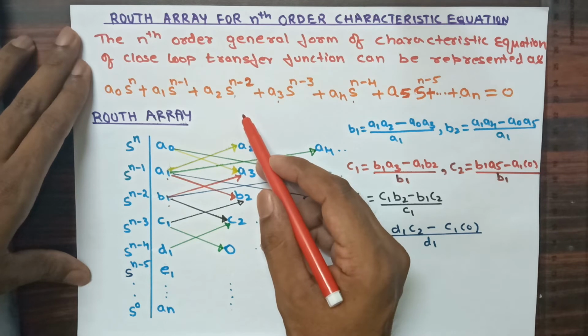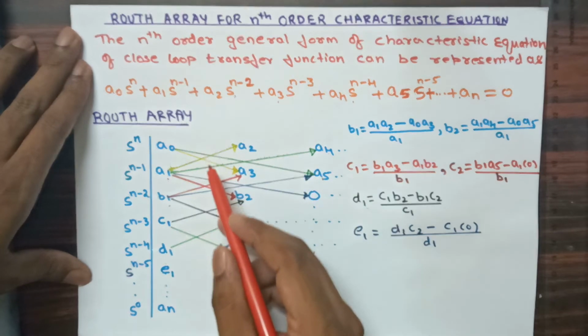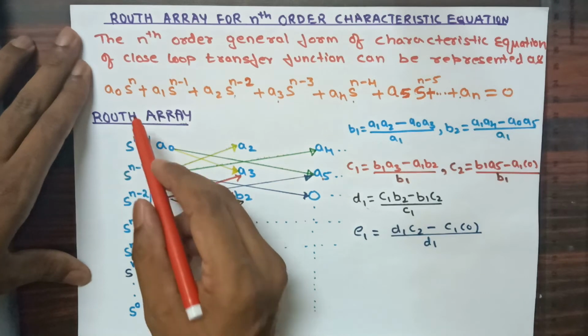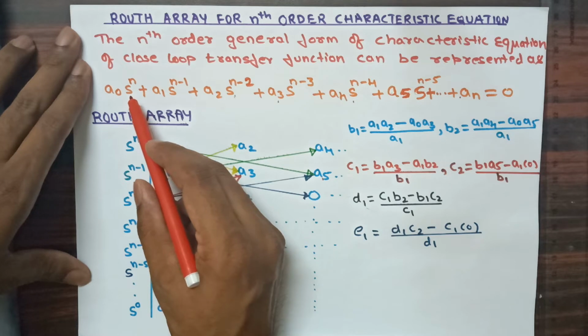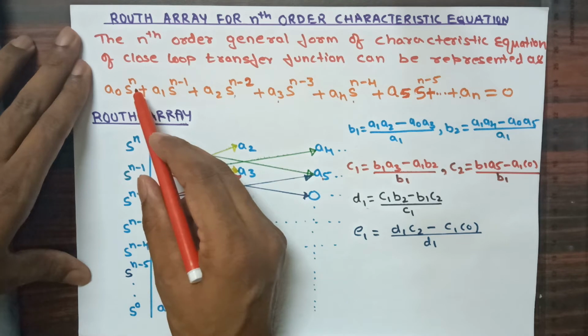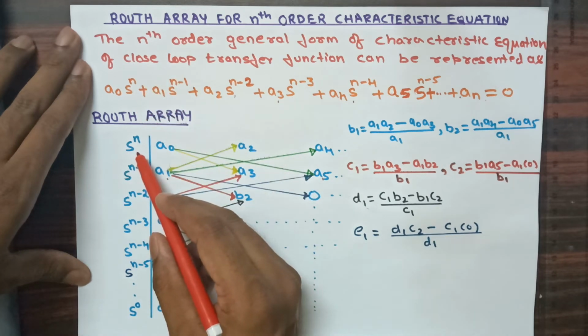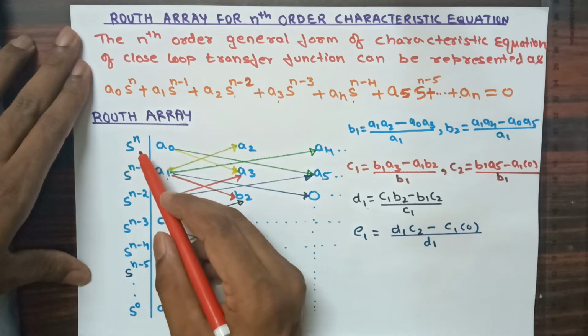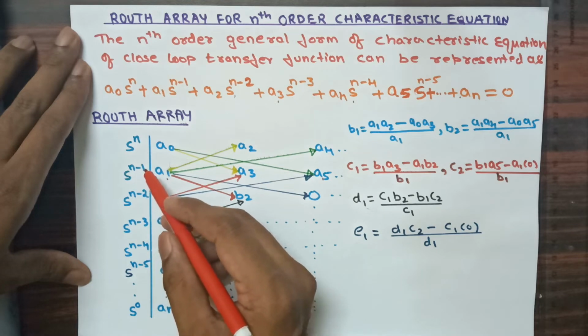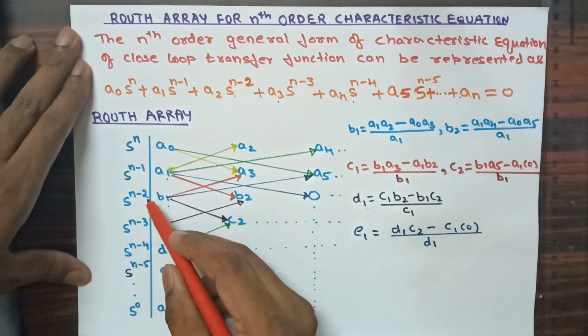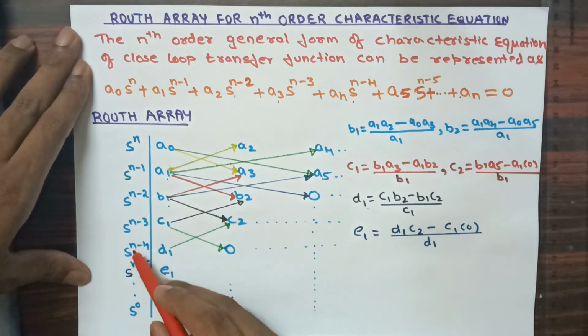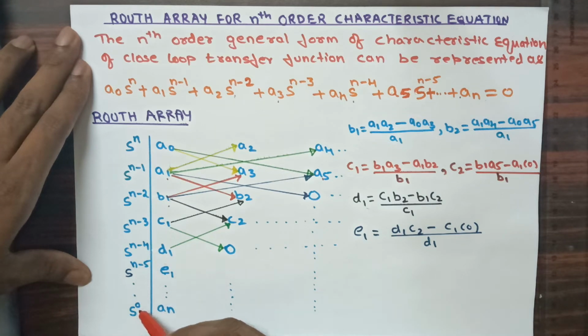First, from this characteristic equation we are going to form the coefficient array. For that we need to consider the highest power of s from this characteristic equation. You can see the highest power of s in this case is s to the power n. By considering here s to the power n, and other powers of s in decrementing order, that is s to the power n minus 1, s to the power n minus 2, s to the power n minus 3, s to the power n minus 4, s to the power n minus 5, in this way we are going to end with s to the power 0.